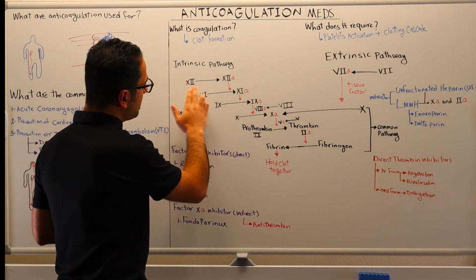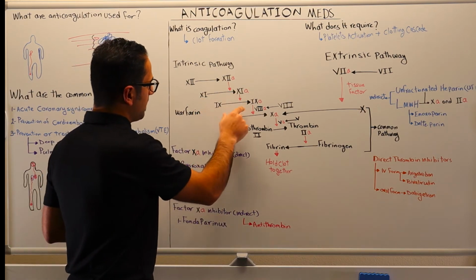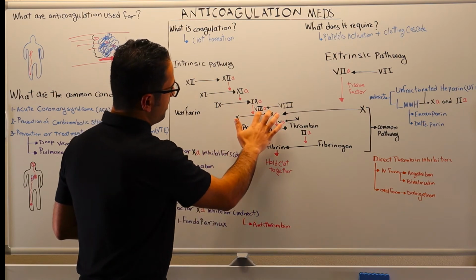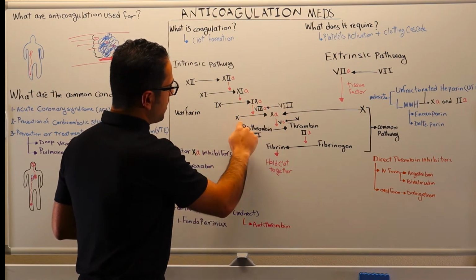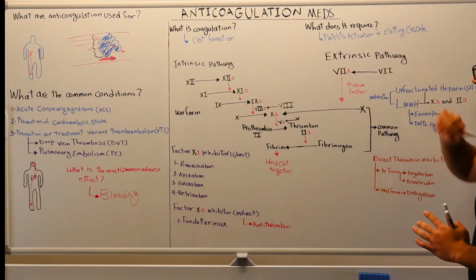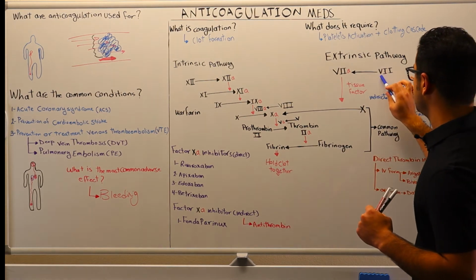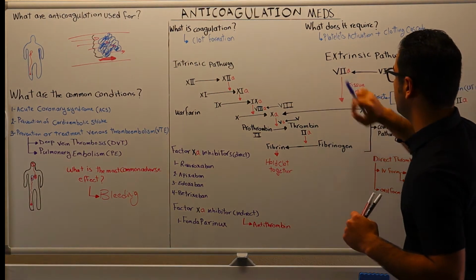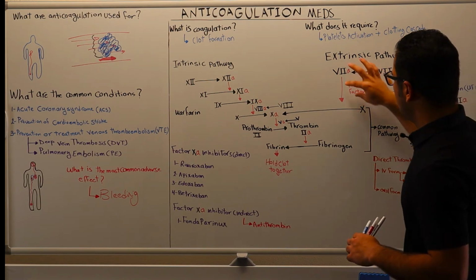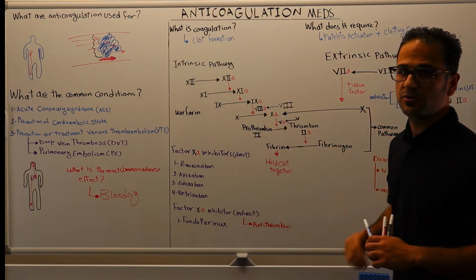So we have factor 12, which activates factor 11, which activates factor 9, and then, with the help of factor 8, the activated form, we activate factor 10. Over here in the extrinsic pathway, we have two factors. The first one is factor 7, which becomes activated factor 7, and we have tissue factor. With the help of tissue factor and factor 7, factor 10 gets converted to factor 10A, the activated one.